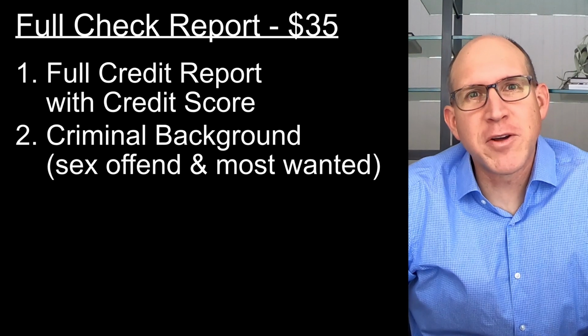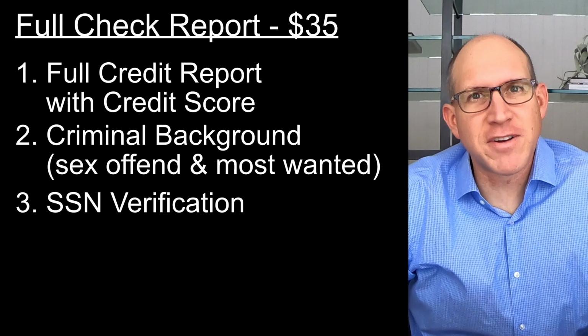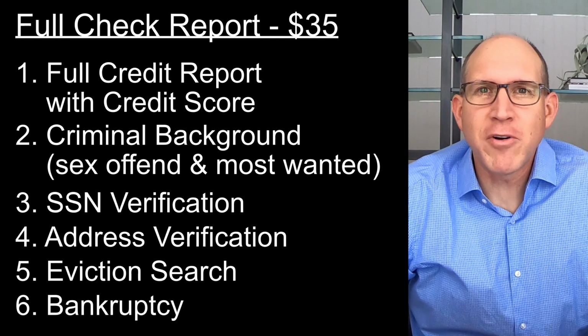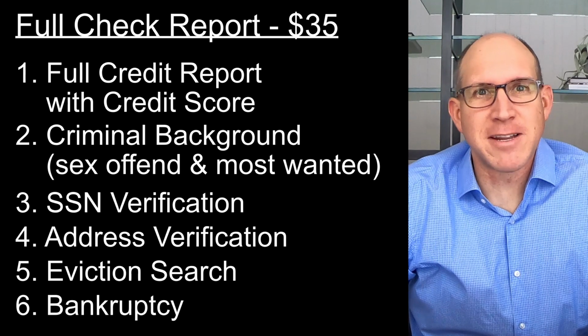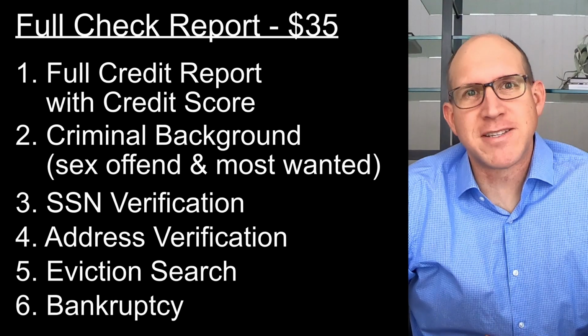After receiving and reviewing the application, I order the full check report package for $35, which includes a full credit report with credit score, criminal background check including sex offender and most wanted searches, social security verification, address history, eviction, and a bankruptcy check. The report is received within minutes of submitting the request. You can set it up to have the tenant pay for it, but I prefer to receive the application fee and then run the report myself.